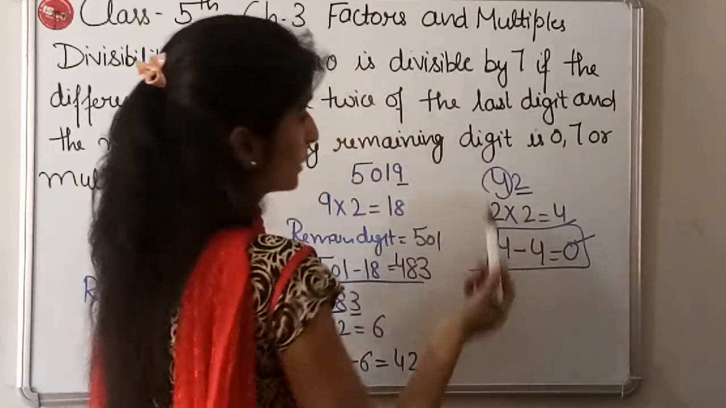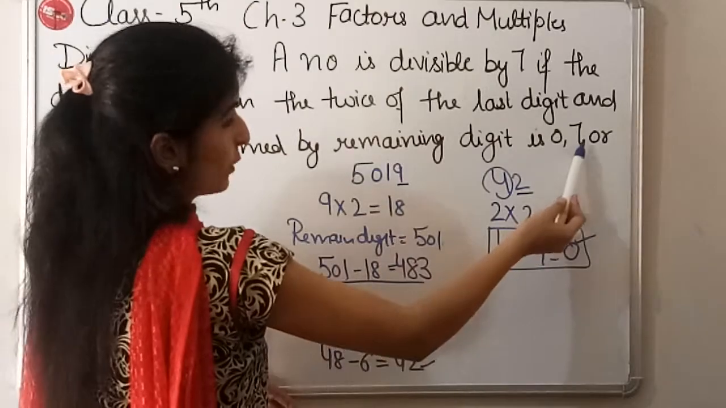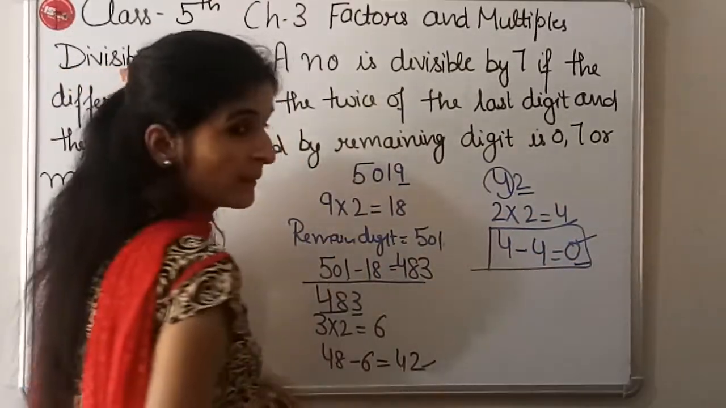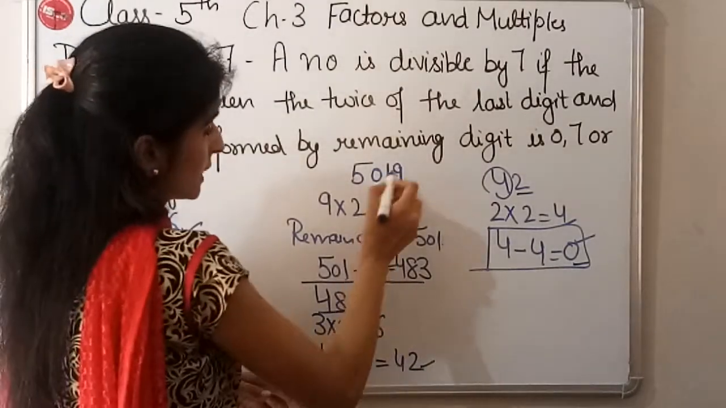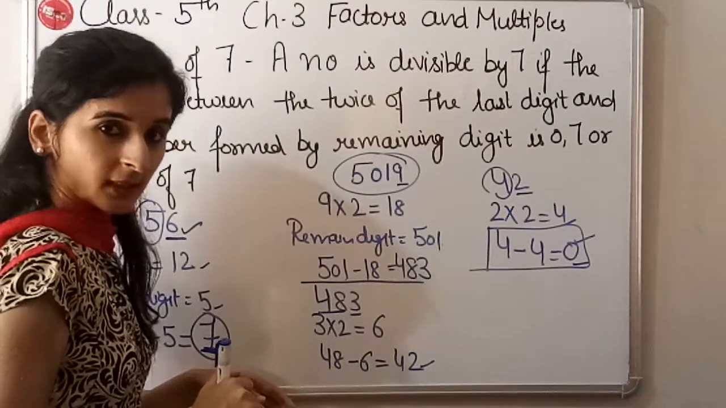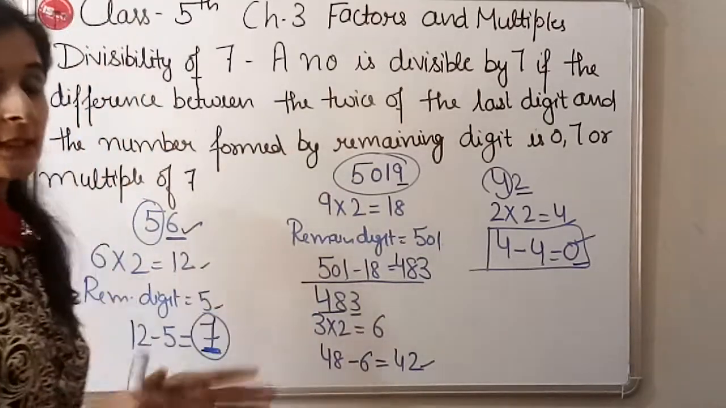And what was the rule? If the difference is 0, 7 or a multiple of 7. So here we have got this 0. So this 5019 is divisible by 7. Clear? So what are the 3 steps here?